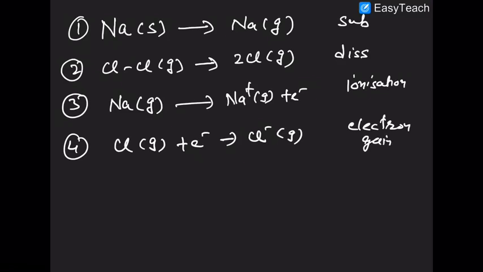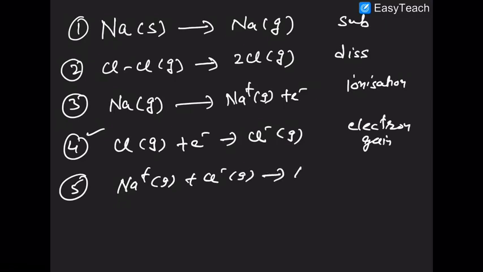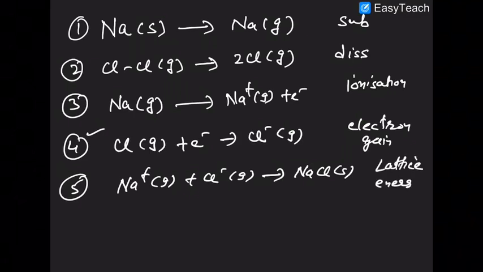So this is an energy releasing step. Number 4 is an energy releasing step. Number 5, when cation and anion come close together, they form the solid substance. So that is lattice energy. So tick mark 4 and 5 are the steps in which energy is released. So the whole process can be written as enthalpy of formation is equal to what?